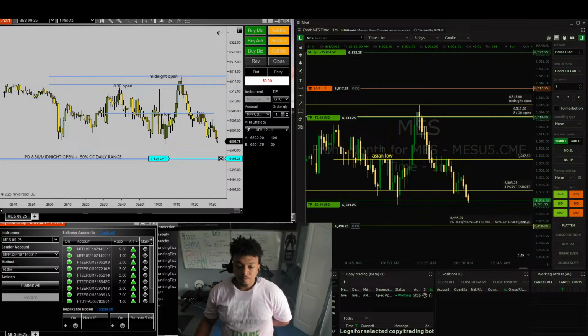So it could be viewed as accumulating, manipulating, distributing down, and then now potentially with this entry, I'm hoping that we accumulate, manipulate up, and then distribute down again. We're waiting for that entry to be triggered in patiently.